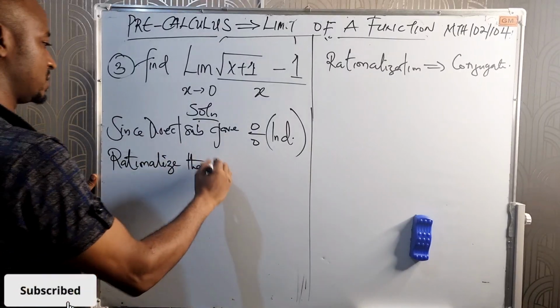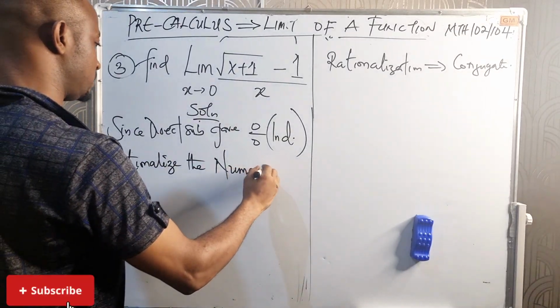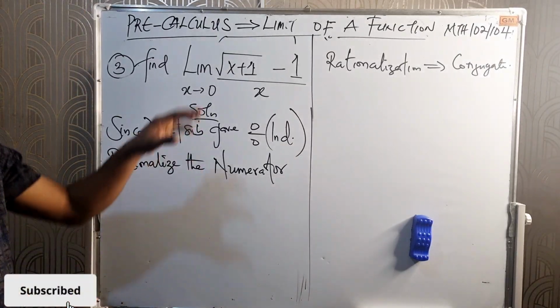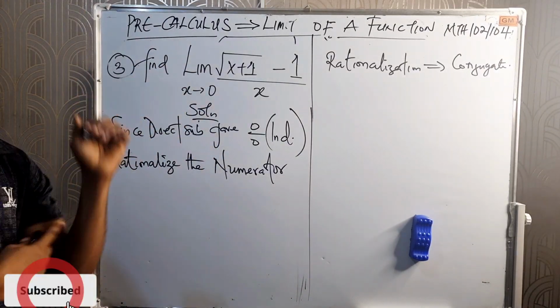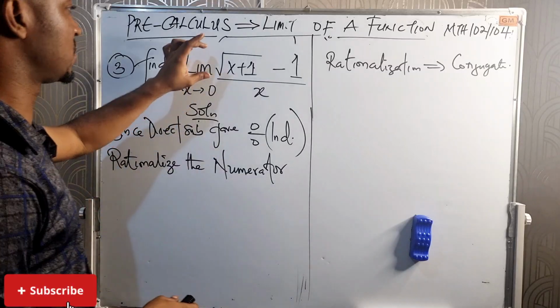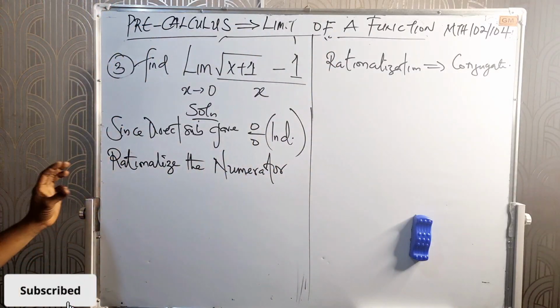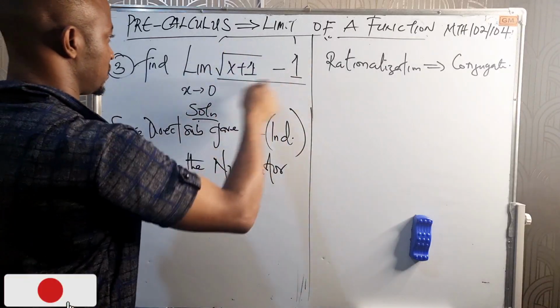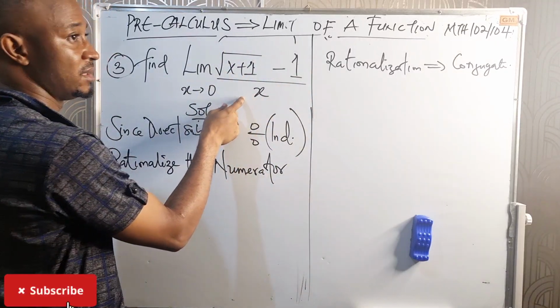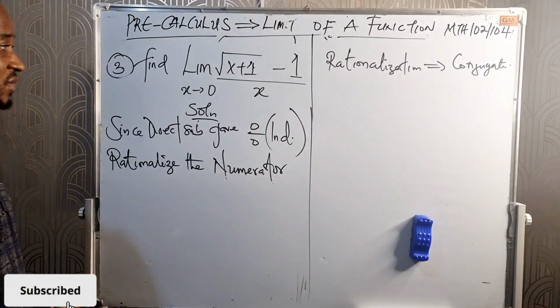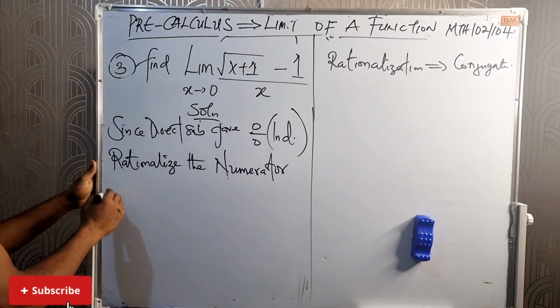Rationalize the numerator. Please take note that when it comes to limits, anywhere the root is located, that's where you rationalize. In this case, the root is located along the numerator, so I'll rationalize the numerator. If the root is on the denominator, I'll rationalize the denominator. That's the rule, that's the principle. So let's go.